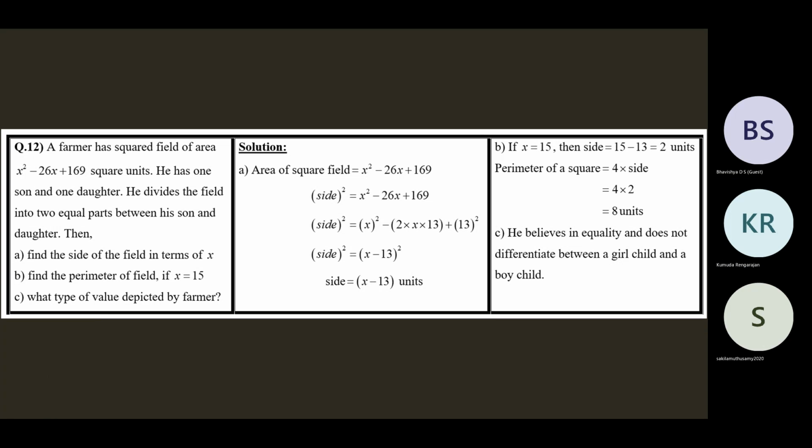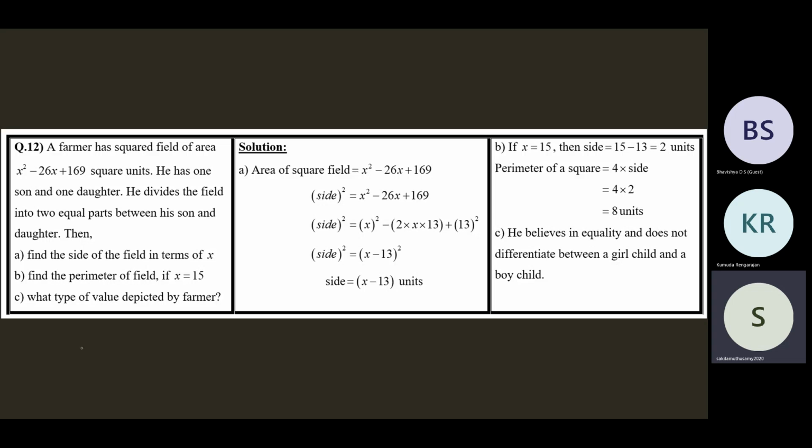So you can either split the middle term here, or you can also use the identity. This is of the form a square minus 2ab plus b square, which is a minus b the whole square. So side square is x minus 13 the whole square. So side is x minus 13.